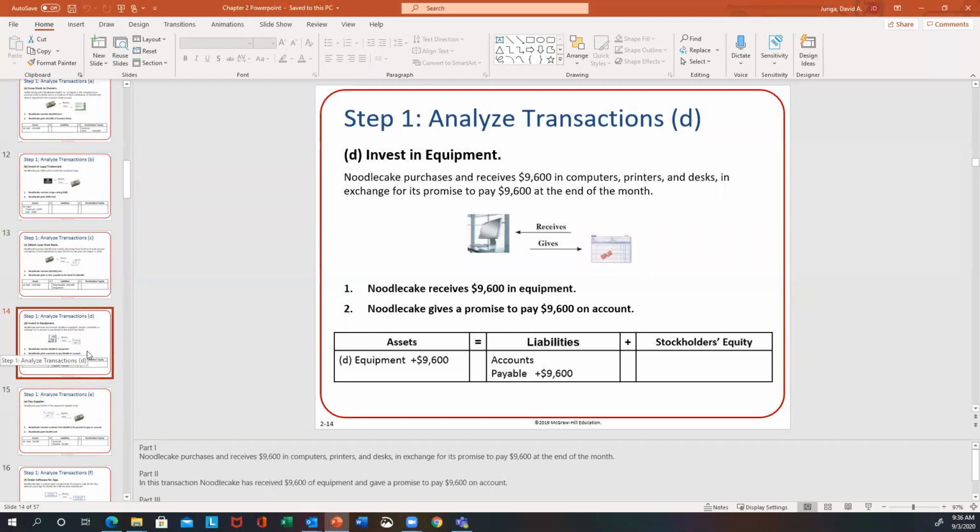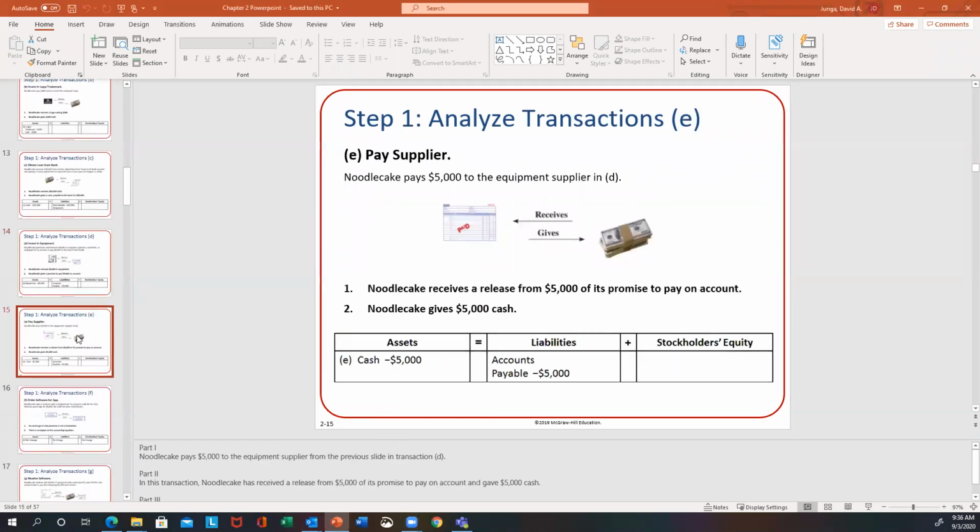The next one says you're going to buy some equipment on account. In this case, you're simply going to increase your equipment account by $9,600. And again, most likely under accounts payable because you're going to pay the money back at the end of the month. So usually that's a short-term deal. Usually those go under what's called accounts payable and not notes payable. If it's notes payable, usually you might have some interest involved because it's long-term.